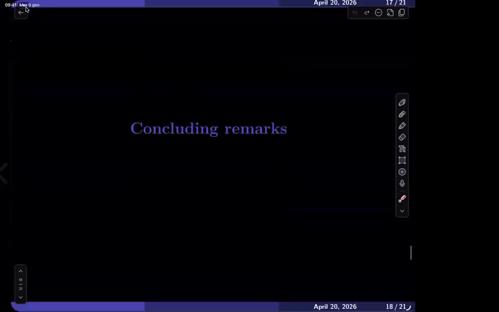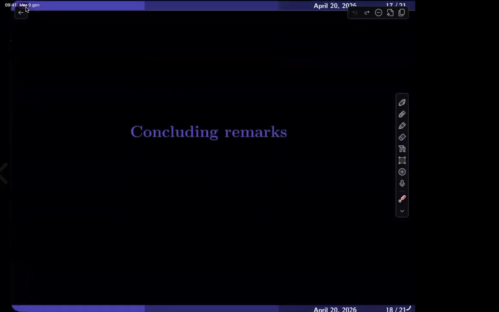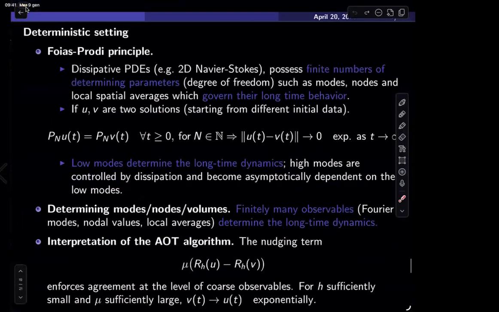So just to conclude, I just want to make some remarks. The first remark is more related to the deterministic setting. This kind of result for data assimilation is not new, in the sense that it is strongly related to the so-called Foias-Prodi estimates that you have for the Navier-Stokes equation.